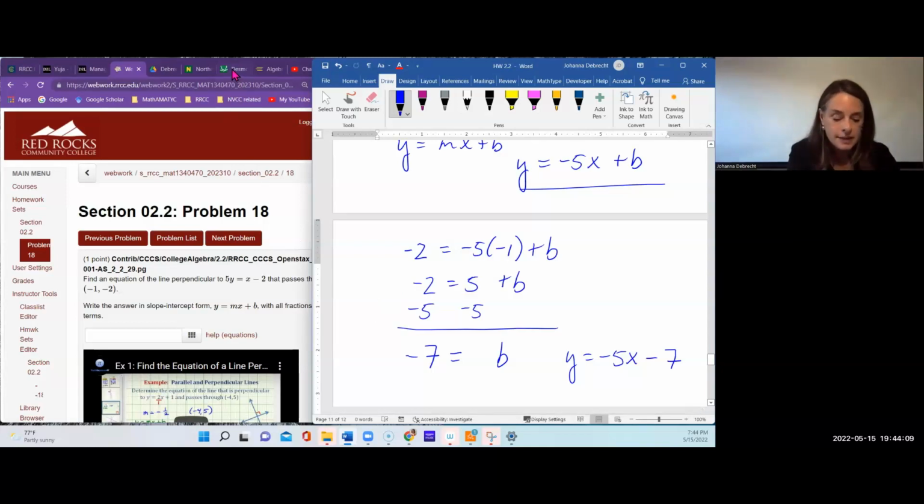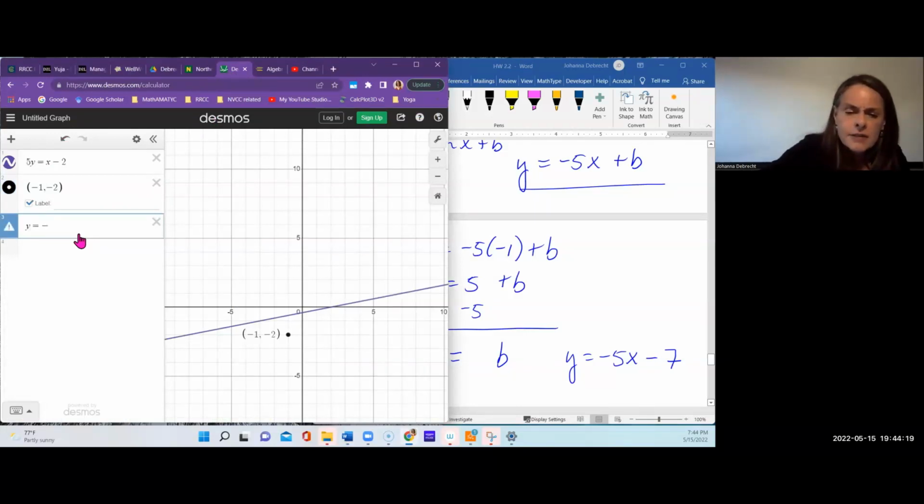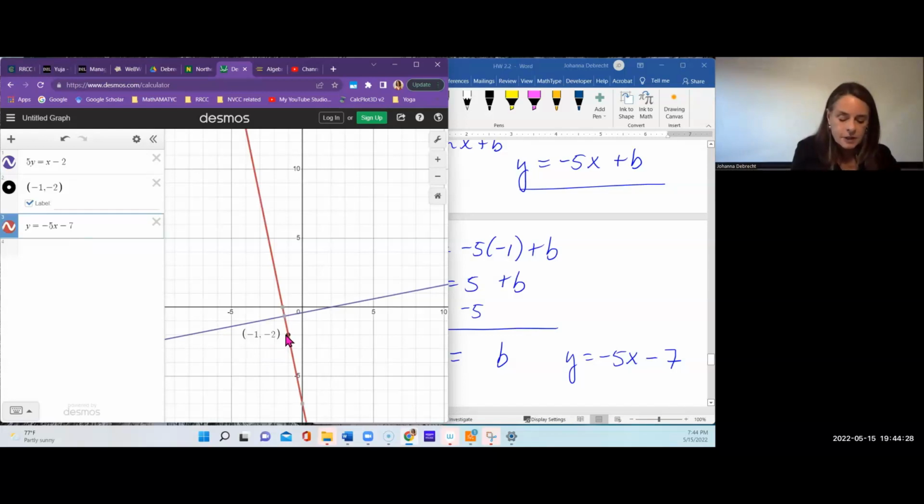Let's put that onto Desmos and make sure it really looks perpendicular and goes through that point. Y equals -5x minus 7. There it is. It definitely goes through the point -1, -2, and it definitely does look to be perpendicular to the other line on a 1-to-1 graph.